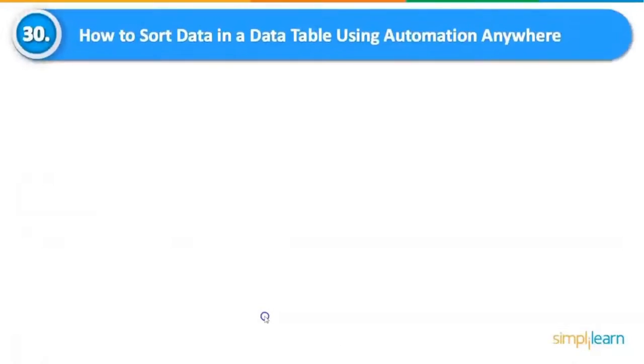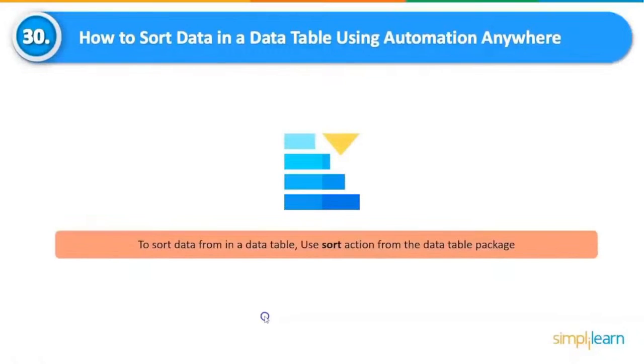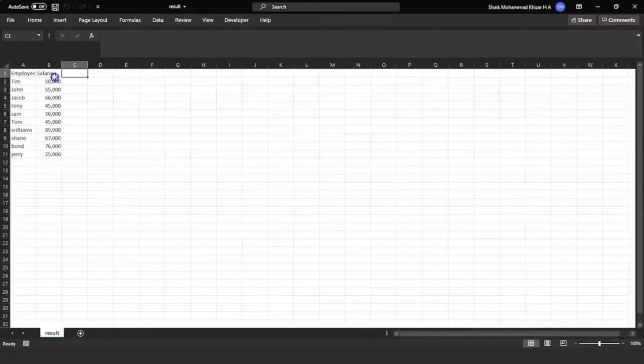The last question, how to sort data in a data table using Automation Anywhere? To sort data in a data table, Automation Anywhere provides a sort action from the data table package. So if you look at this data table, you can see the salaries column. The salaries are not sorted. So we'll sort the salaries column in descending order. The employee with the highest salary will be at the top and the employee with the lowest salary will be at the bottom. So let's close this.